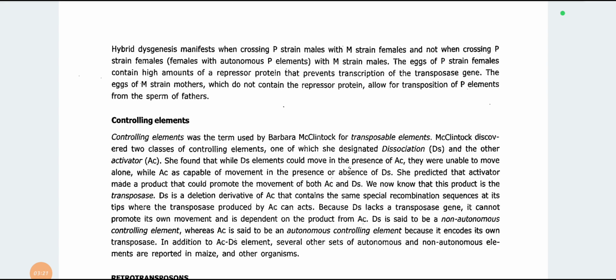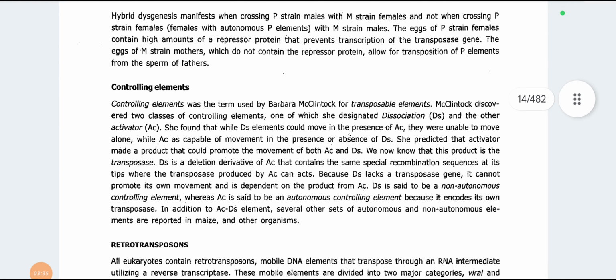Hybrid dysgenesis manifests when crossing P strain males with M strain females and does not manifest when crossing P strain females with M strain males. Why? The eggs of P strain females contain a high amount of repressor protein. So wherever P element is there, repressor protein will also be there. So when eggs have P strain, they would have repressor also, which prevents transcription of the transposase gene.